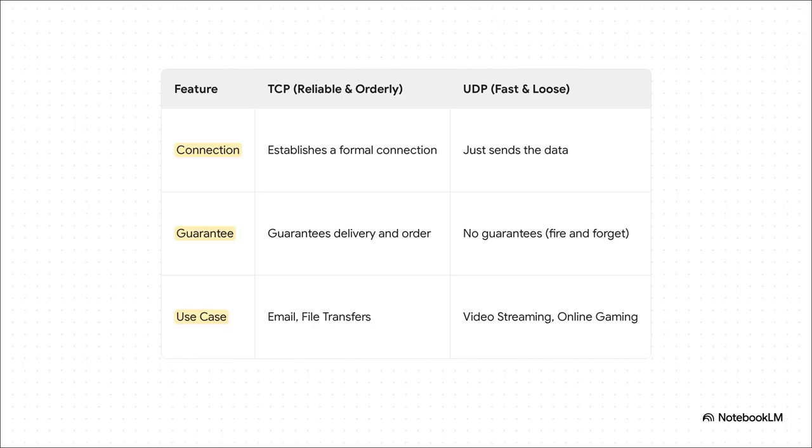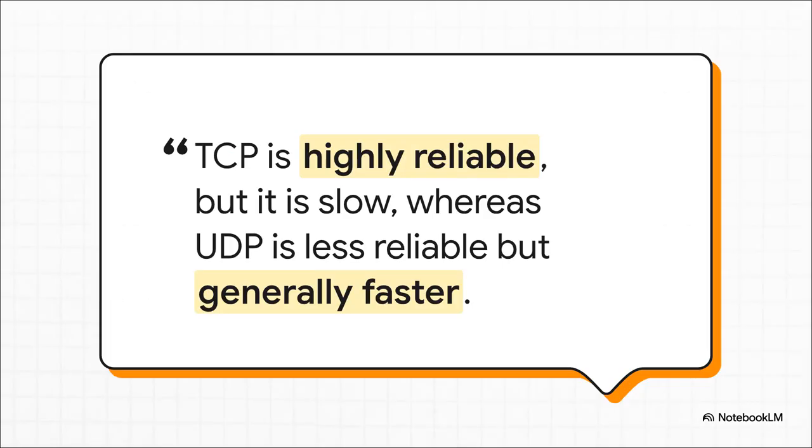But then you've got UDP. This is more like throwing a postcard in the mail. It's way faster. It just sends the data without any guarantees. You just fire and forget. And this is great for stuff like video streaming or online gaming, where a little bit of data loss is no big deal, but speed is everything. And this quote just sums it up perfectly. It's a trade-off. TCP gives you reliability, but it's a bit slower. UDP gives you incredible speed, but it's less reliable. The application you're using just gets to choose which one it needs more.